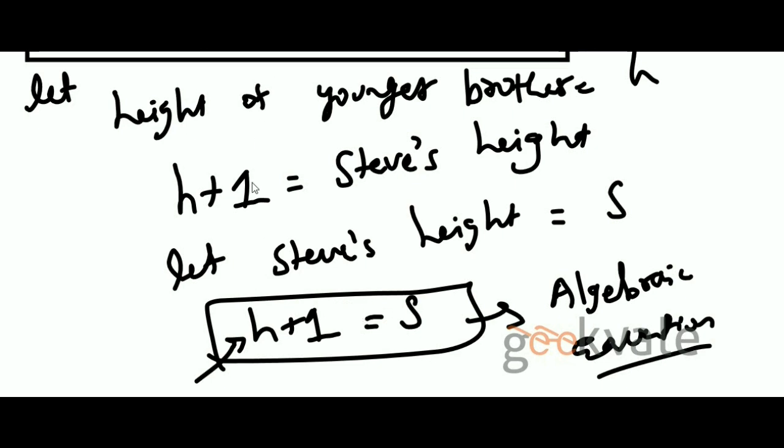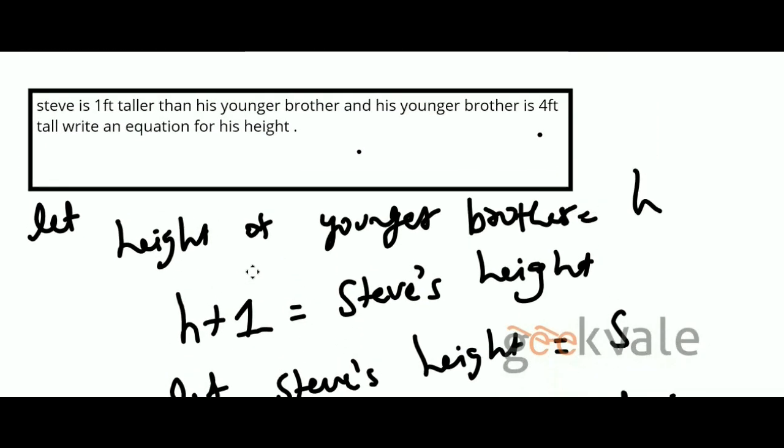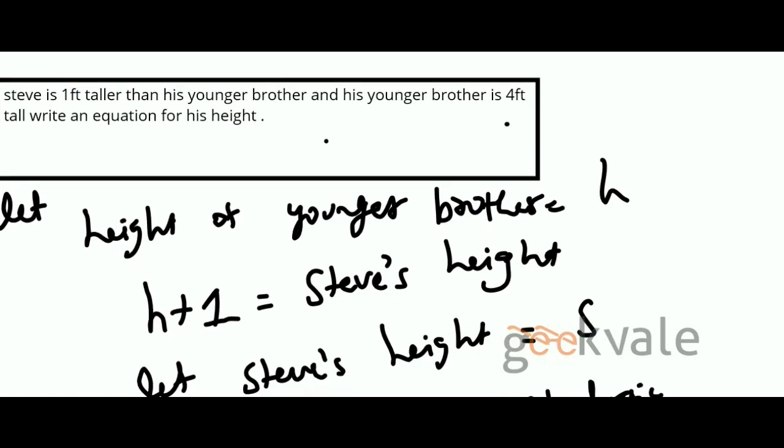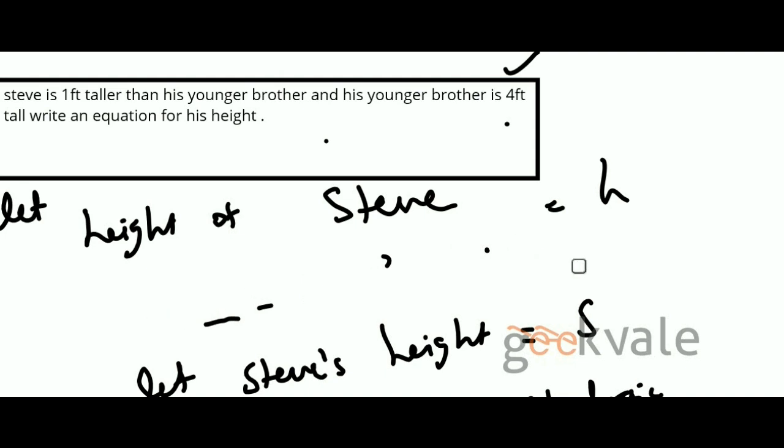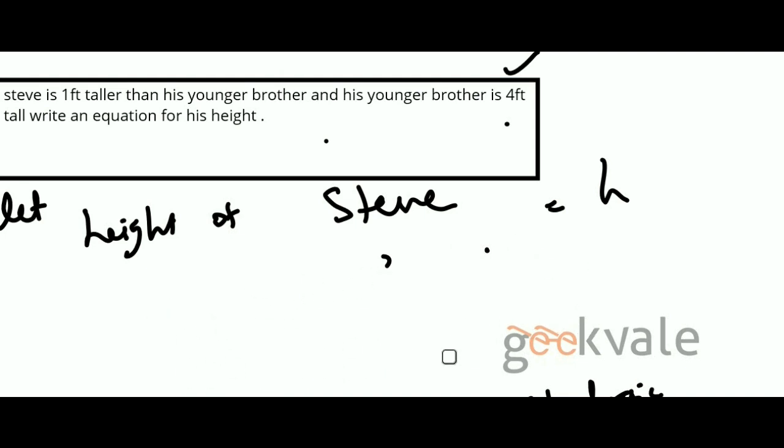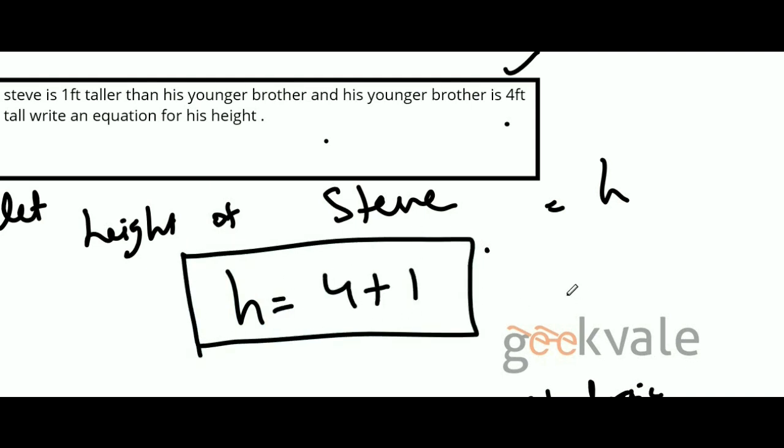Now for this question, I actually changed the question. I'm going to say the height of Steve, because we're going to write down the equation for his height, and we already know the younger brother's height, which is no longer an unknown. So I can say that the height of Steve equals h. Then I can just say that h equals 4 plus 1. And that's pretty much it. This is what you call the algebraic equation.